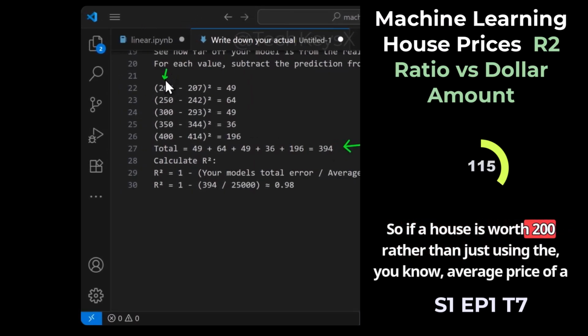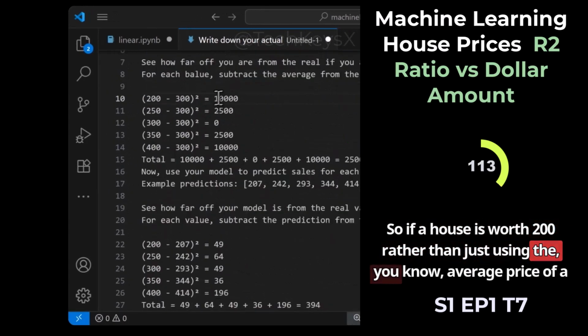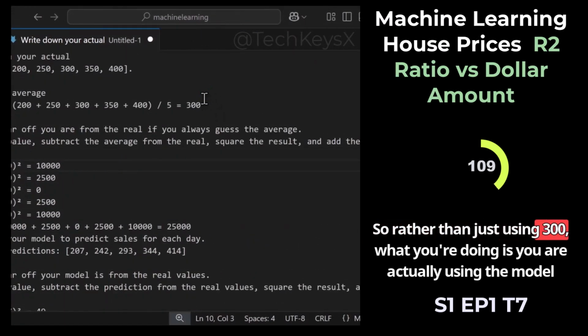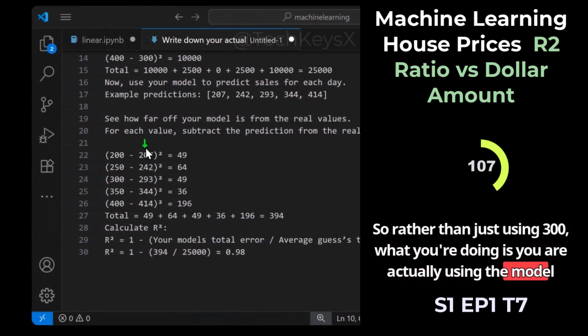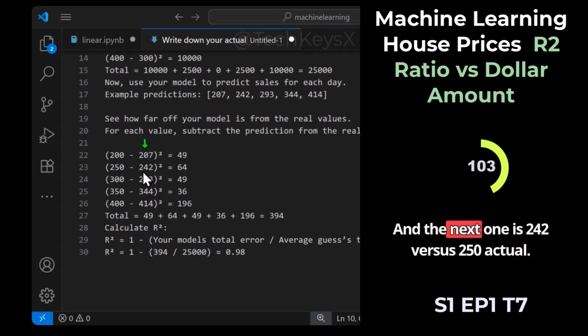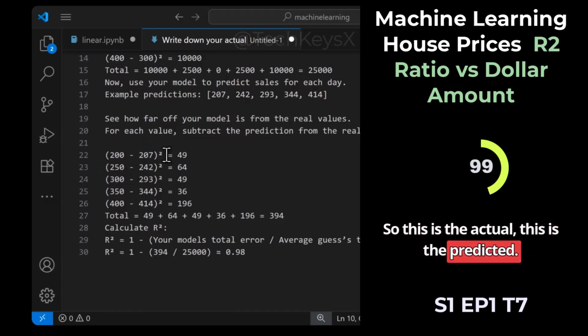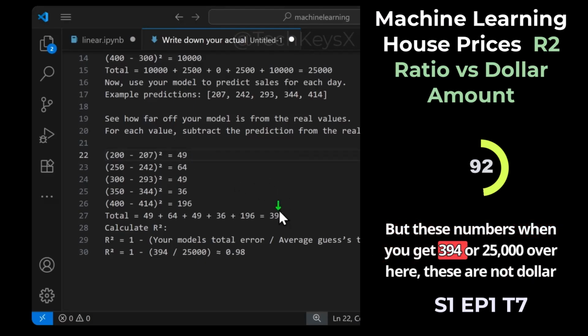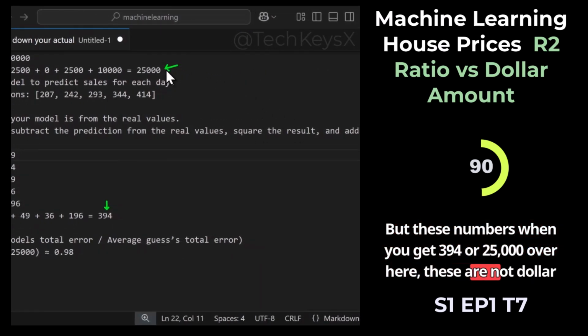So if a house is worth 200, rather than just using the average price of a house on the street, so rather than just using 300, you are actually using the model prediction, which says this house is worth 207, and the next one is 242 versus 250 actual. So this is the actual, this is the predicted. Again, you're squaring the numbers over here, and then you get this output. But these numbers, when you get 394 or 25,000 over here, these are not dollar amounts.